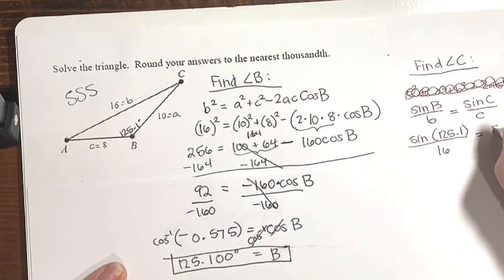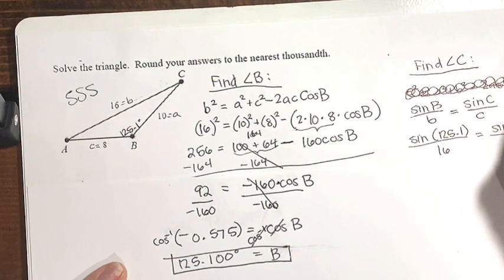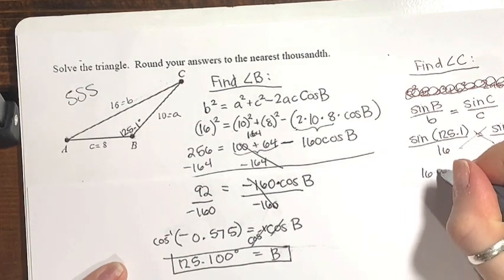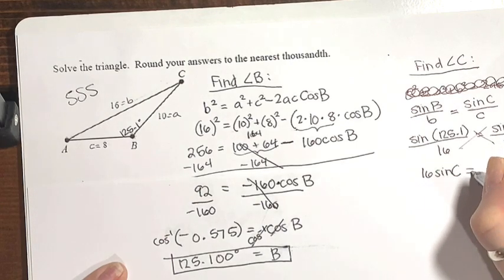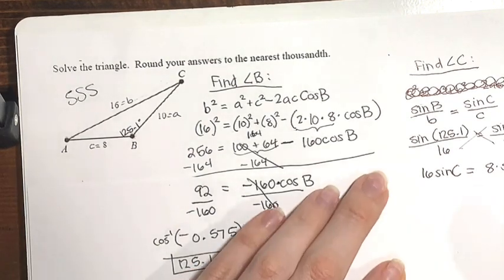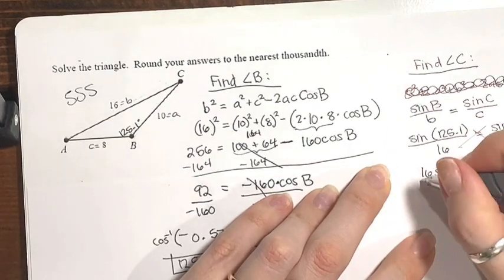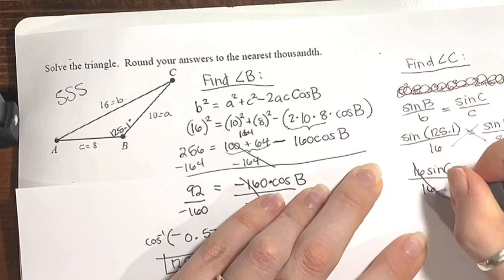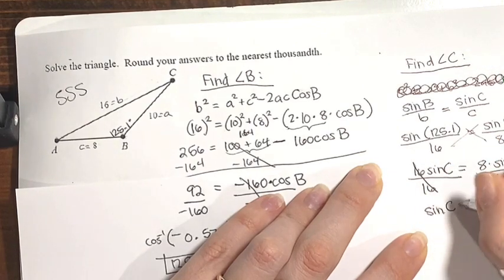And then that will equal sine of angle C we're trying to find over its side 8. And more cross multiplying, so we get 16 sine of C is equal to 8 times sine of 125.1. So then we are trying to solve for C. So let's first divide by 16. So those cancel and I get sine of angle C alone.